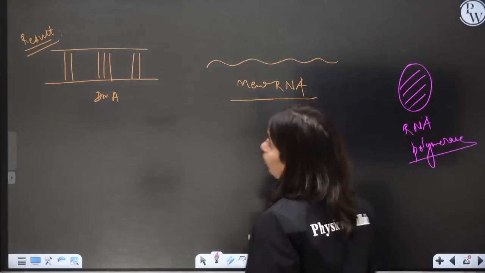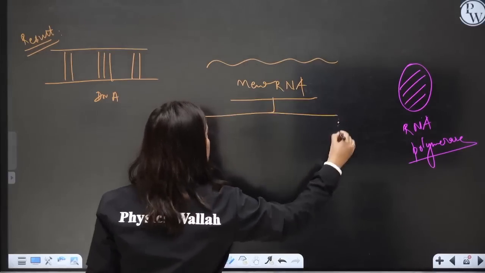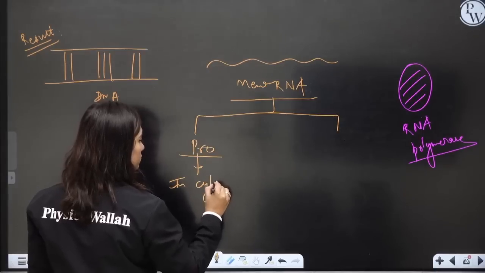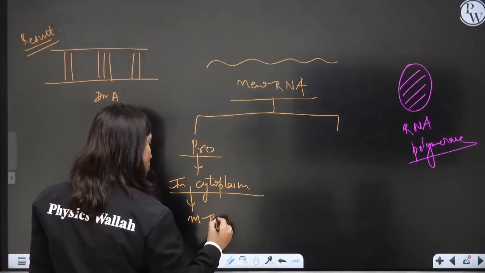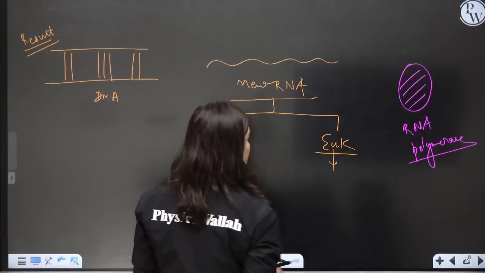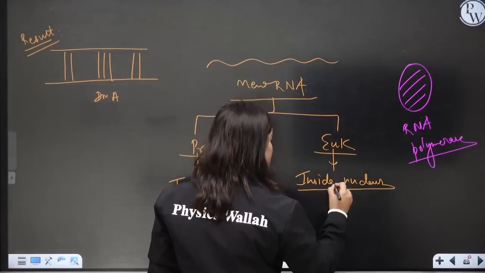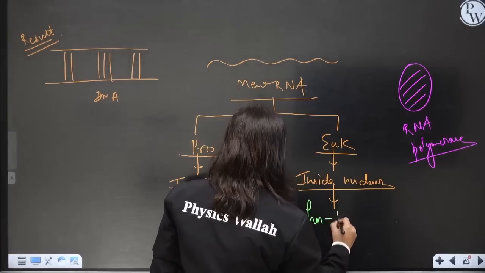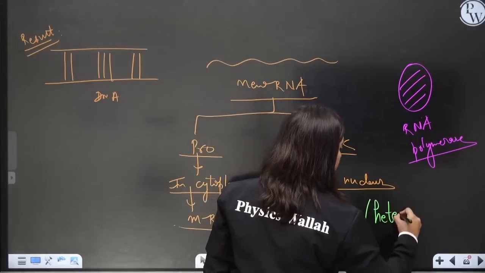Okay, now this new RNA, in case of prokaryotes, is present in the cytoplasm, and is called mRNA directly. But in case of eukaryotes, this new RNA is present inside the nucleus, and it is not called mRNA right now, but it is called hnRNA, or heterogeneous nuclear RNA.